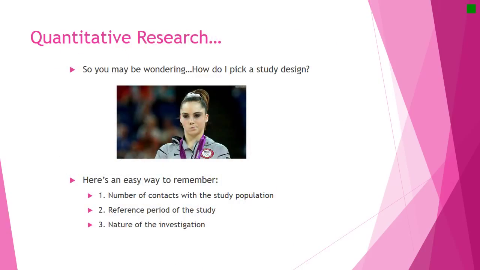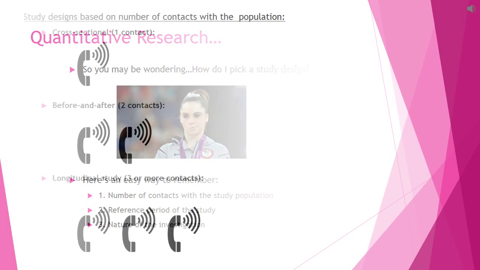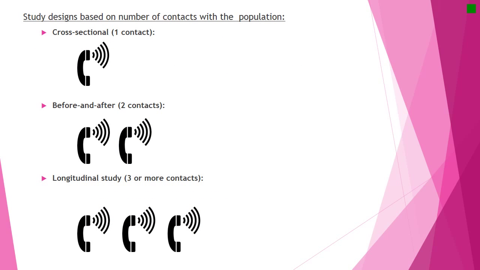So first up is quantitative research, and you may be wondering, how do I pick a study design? An easy way to remember this is 1, the number of contacts with the study population, 2, reference period of the study, and 3, nature of the investigation. So as I mentioned, you can classify quantitative research in a number of ways, and one is by the number of contacts with the population.